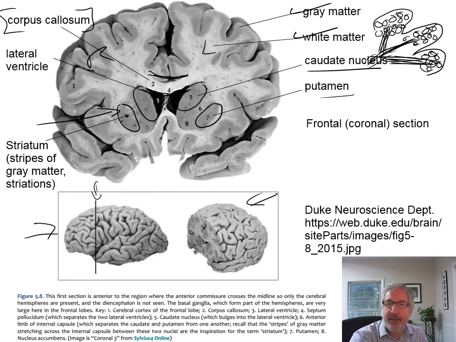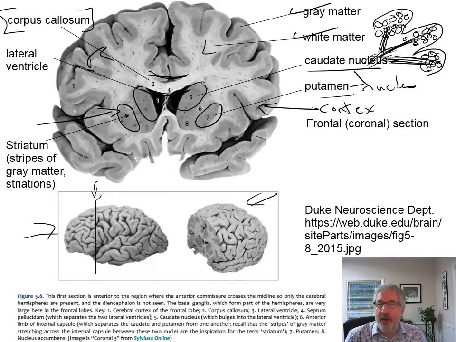So that would be the cerebral cortex here, and the caudate and putamen are nuclei within the brain. They're deep to the more superficial cortex and more superficial white fibers. You can also see in the frontal section, partway into the temporal lobe, so you're starting to see a little bit of insula right there. That's kind of what it looks like in frontal section. Okay, next slide.